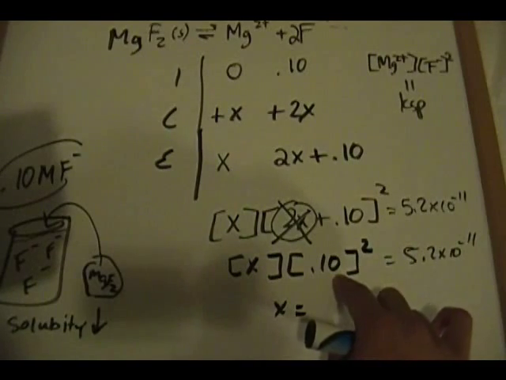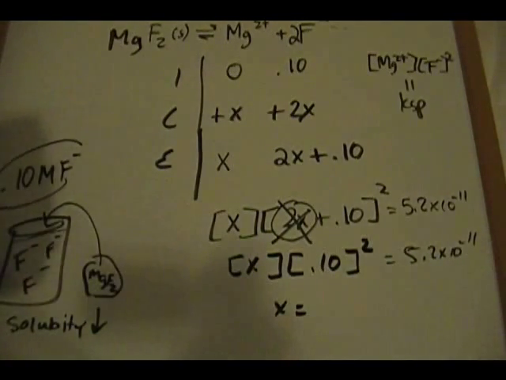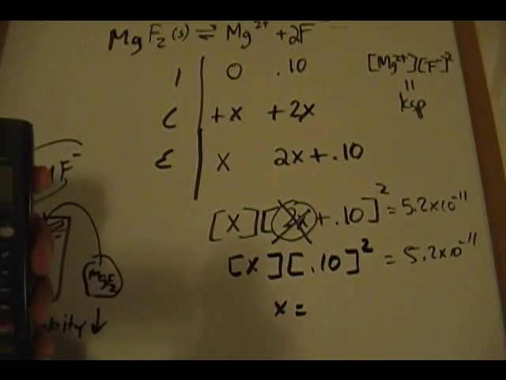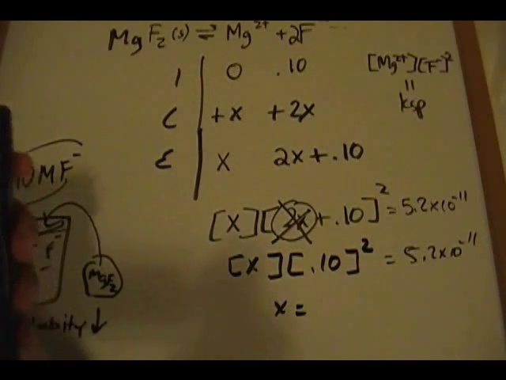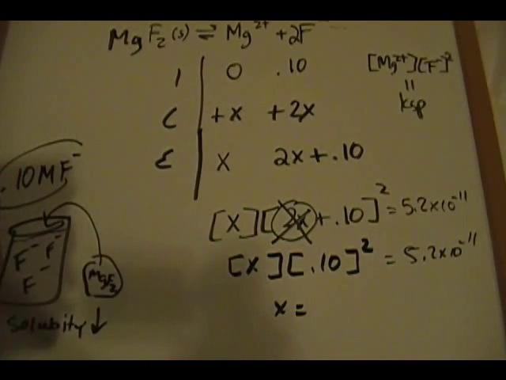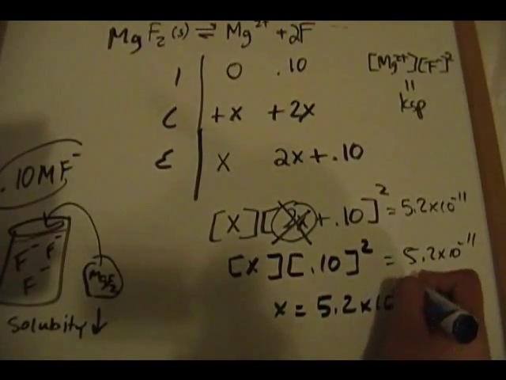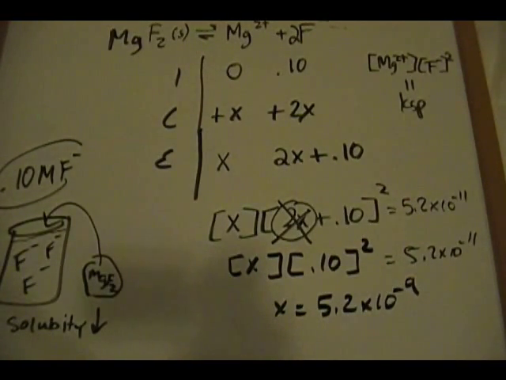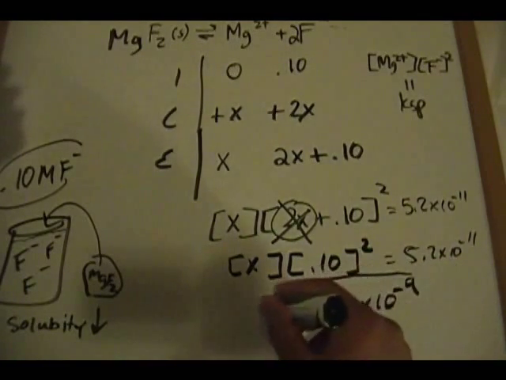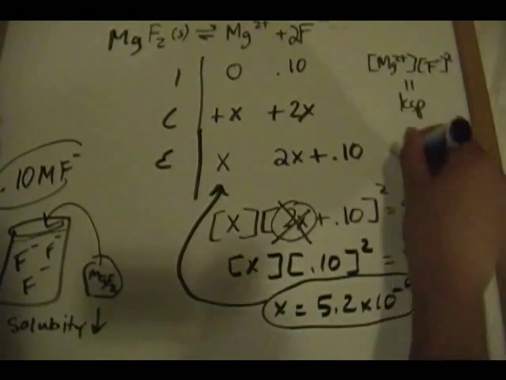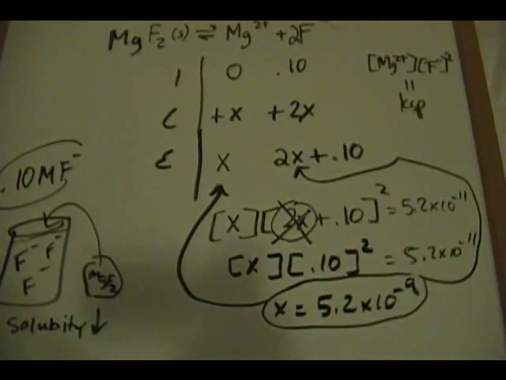Okay, first square this and then divide it out here and here, and it will be 5.2 times 10 to the negative 11 divided by answer. Okay, well, I got an X value of 5.2 times 10 to the negative 9. And so this value right here, we plug this back into this X right here, and this X right here, and we get our equilibrium values.